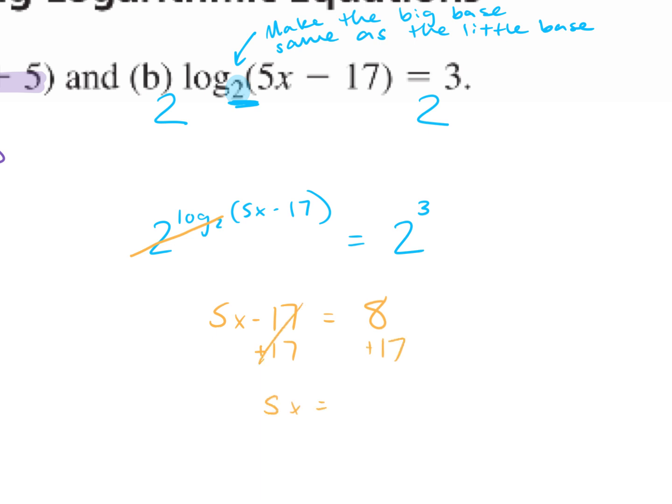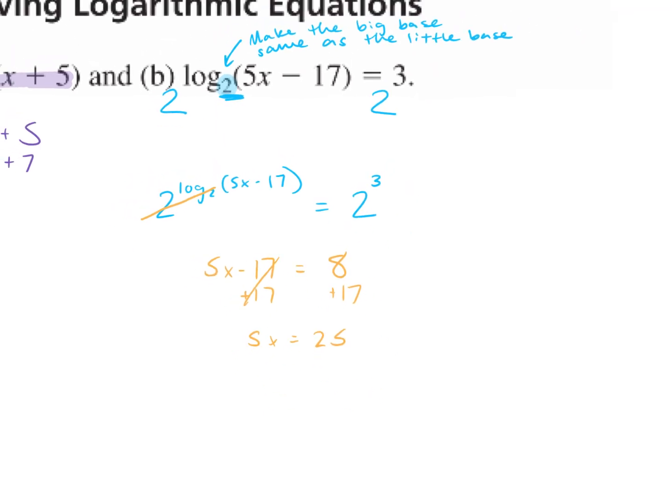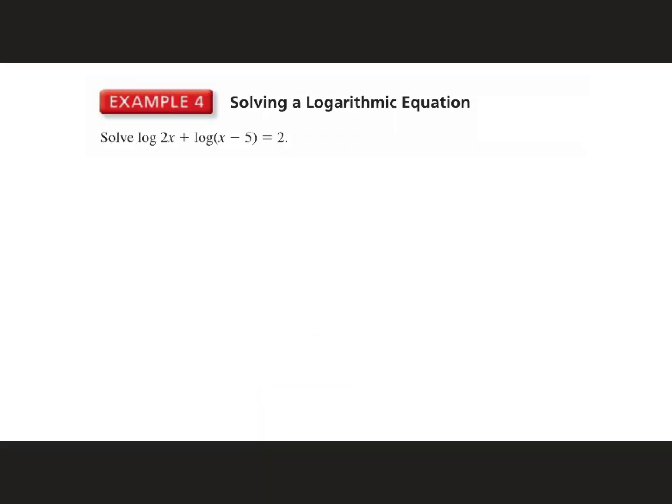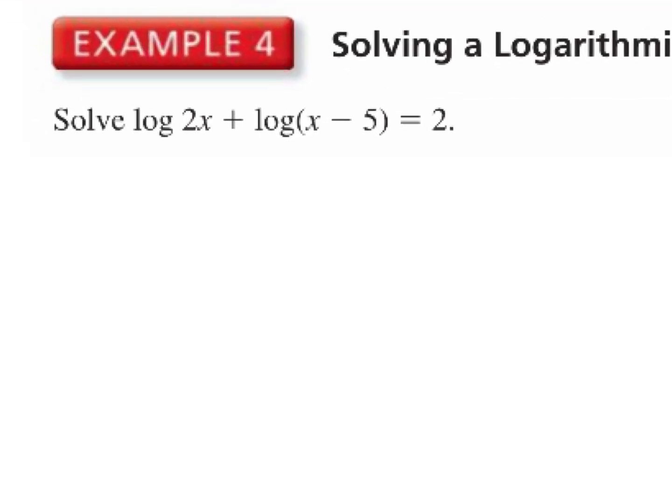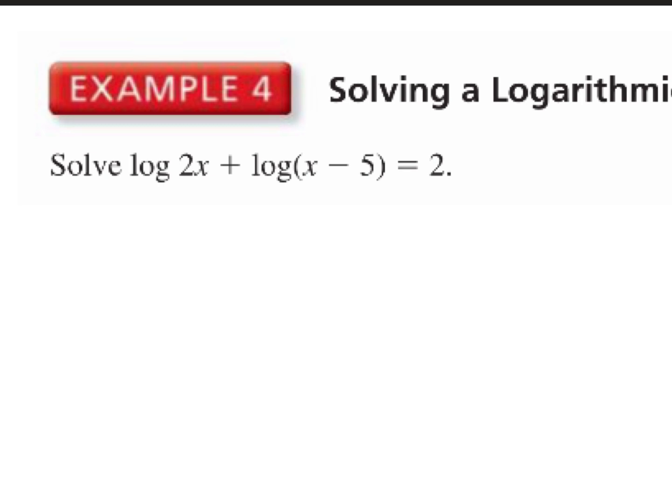So 5x is equal to 25. And then what? Divide by 5. So what does x equal? 5. Awesome. Let's look at the next one. So here, we need to just have one base on one side. So we want to condense the left side. Condense to only one log.